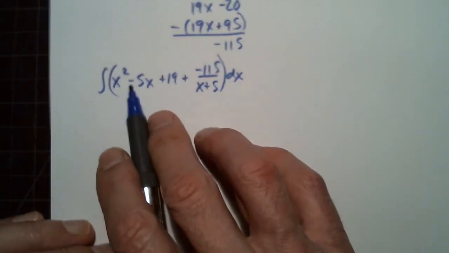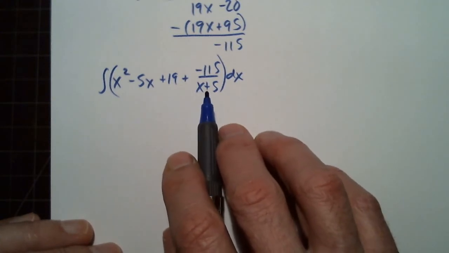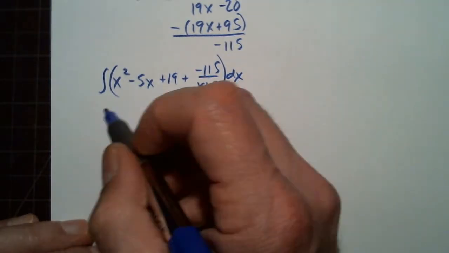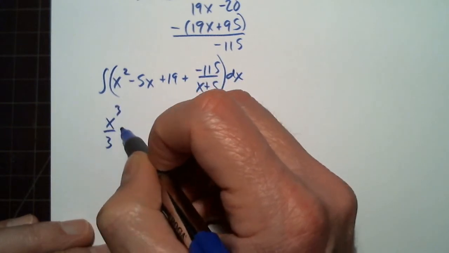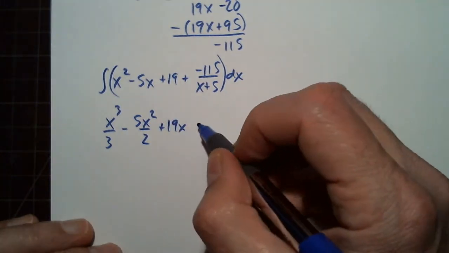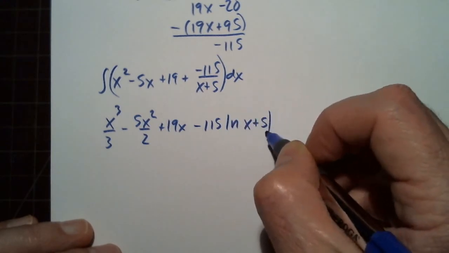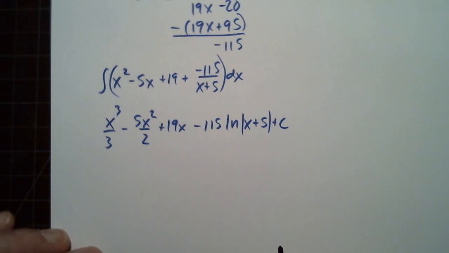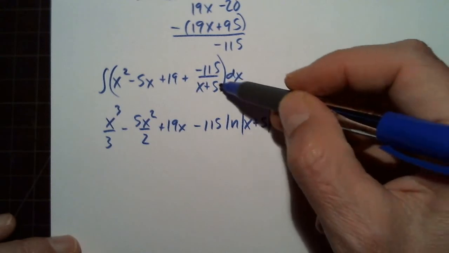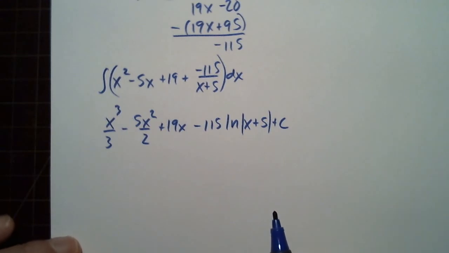Now we can integrate each of these terms, and then we could use substitution with this. But here there's nothing to cancel, and so we can just do that mentally. We're going to have x cubed over 3, 5x squared over 2, 19x, negative 115 natural log x plus 5 plus c. So if you don't see how to do this, then do substitution with all the steps, and you'll see that that's going to be the integral.